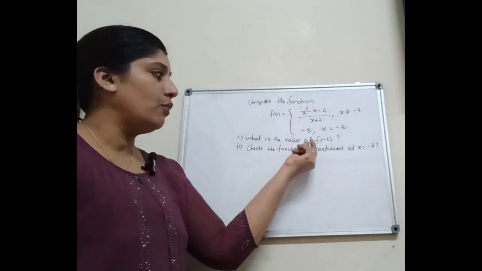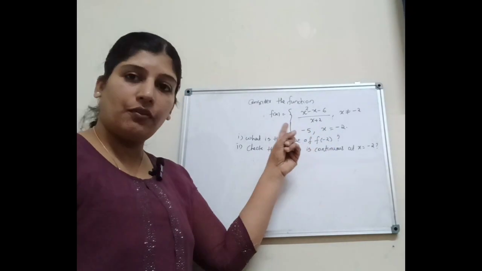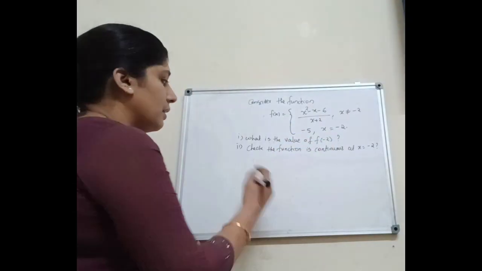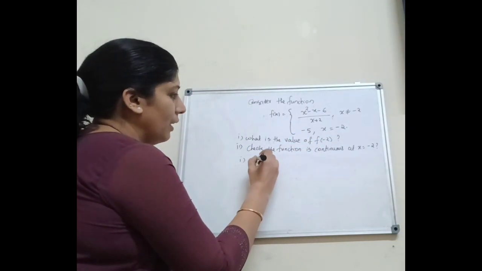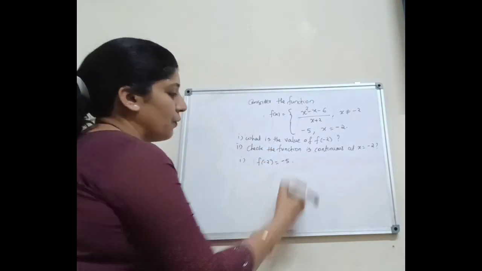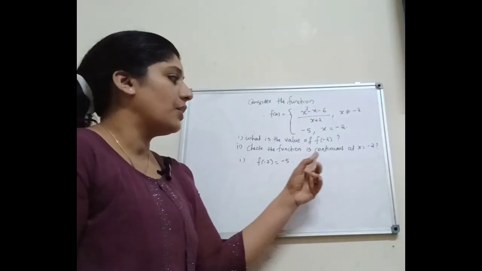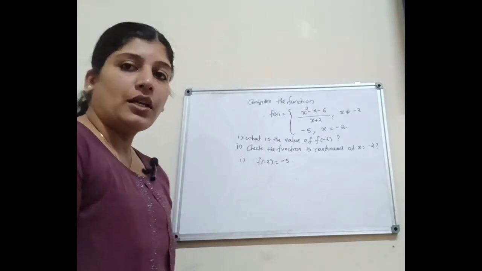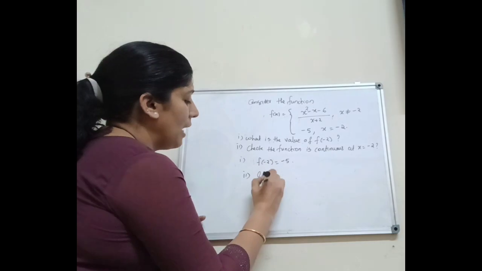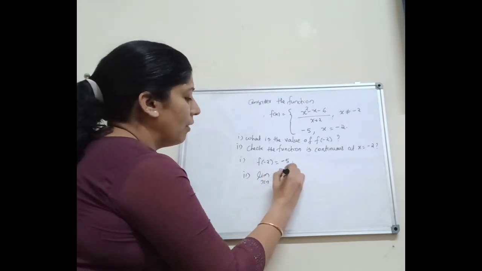First question, what is the value of f of minus 2? That is given here, f of minus 2 is minus 5. It is given. Next, we can check whether the function is continuous at x equal to minus 2. That means how can we find out? Here we can consider the limit x tends to minus 2 f of x.